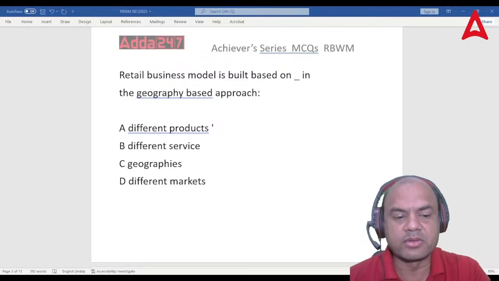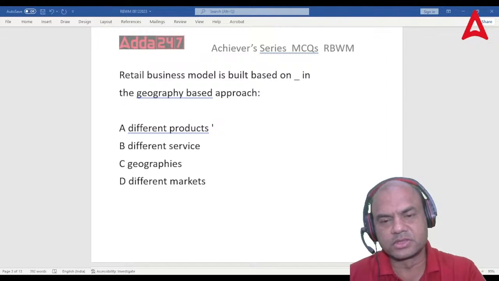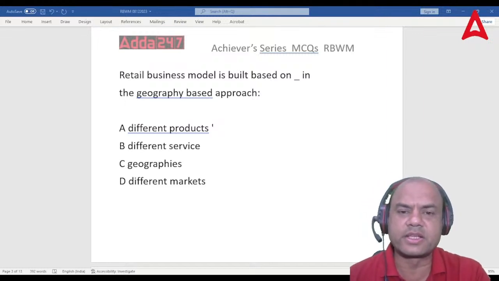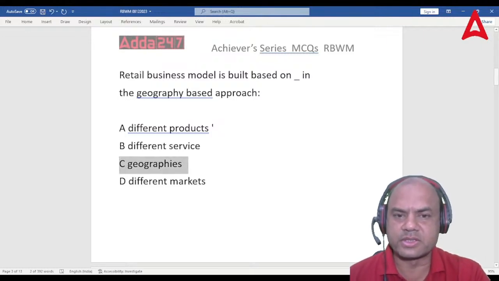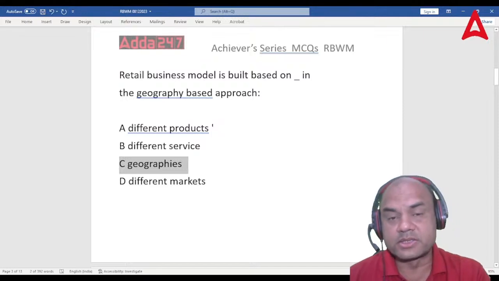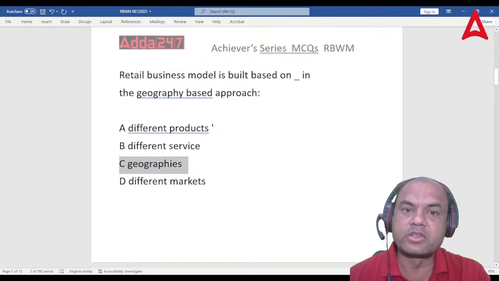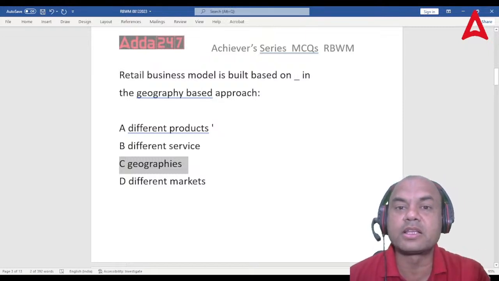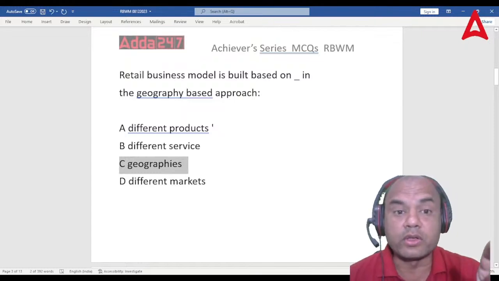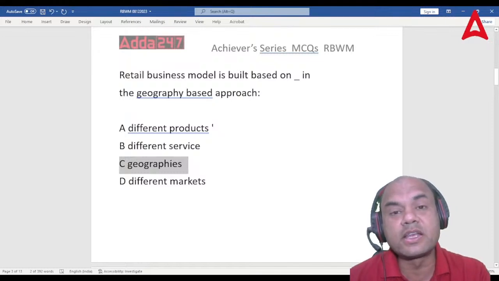Think over it, everyone. Think. The answer is very simple. It is geographies. Correct. Yesterday we covered some different approaches: segmented approach, then geography based approach, then departmental approach. I gave some one-liners for you also. So follow that completely, everyone. That's why I'm saying follow the series completely.